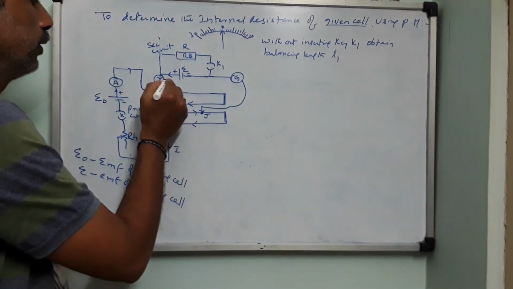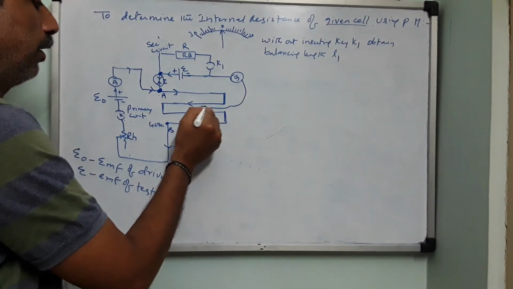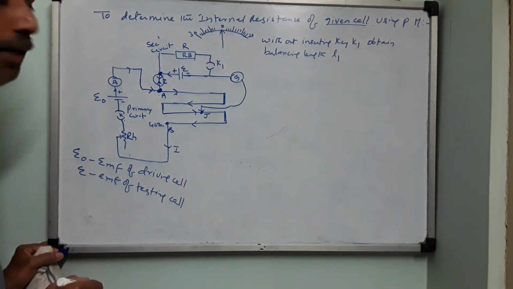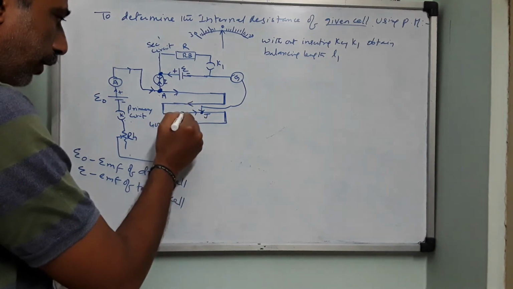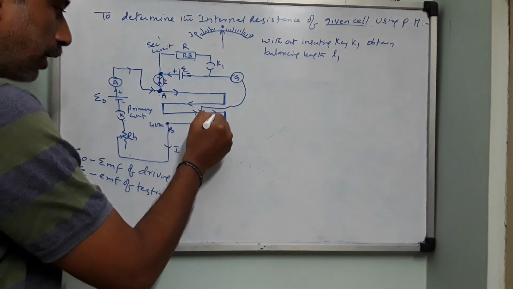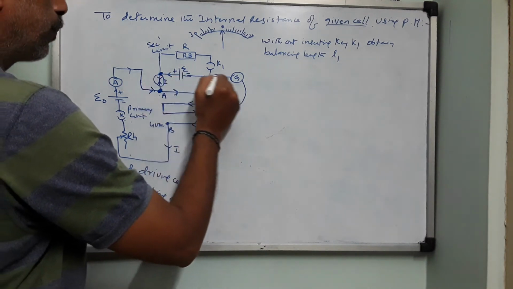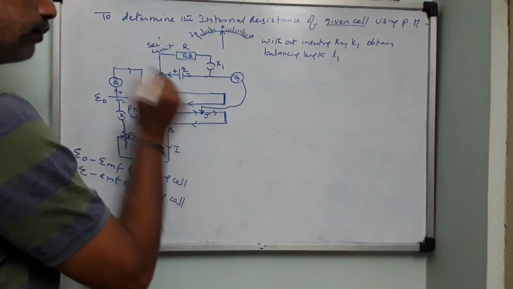Which part? This point. In the remaining part there will be a current. Here there will be a current flowing. Here there will be a current flowing. Here also current will flow. Here also current will flow. Here also current will flow. Only current in this path will be 0.